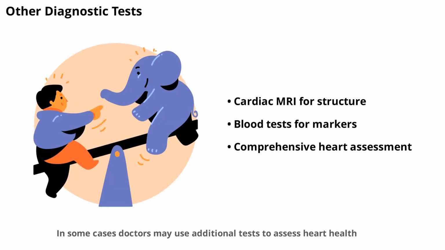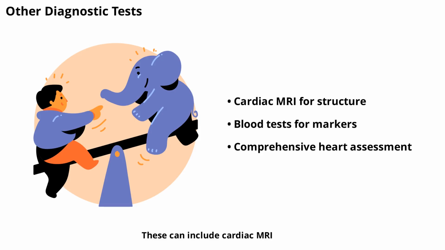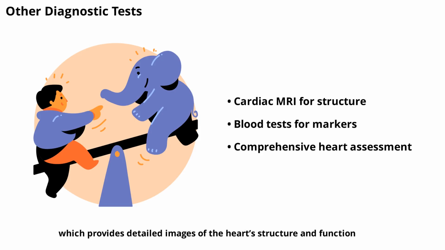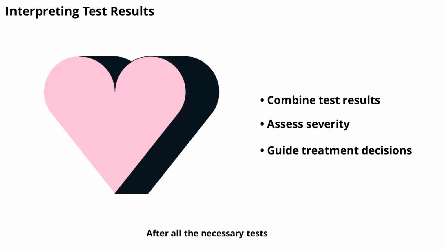In some cases, doctors may use additional tests to assess heart health. These can include cardiac MRI, which provides detailed images of the heart's structure and function, or blood tests for specific cardiac markers. Each test offers unique information, helping doctors get a complete picture of your heart and tailor treatment to your needs. After all the necessary tests, your doctor will interpret the results to determine if you have coronary artery disease, how severe it is, and what treatment is needed.